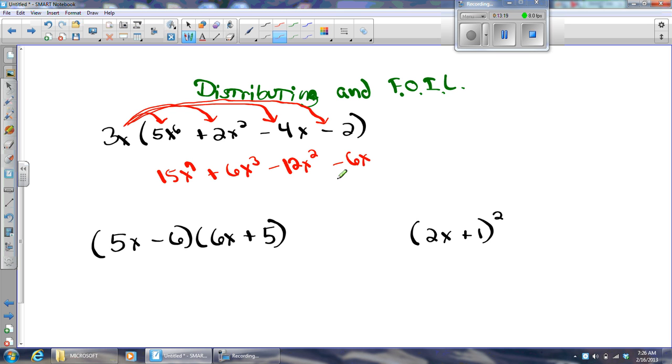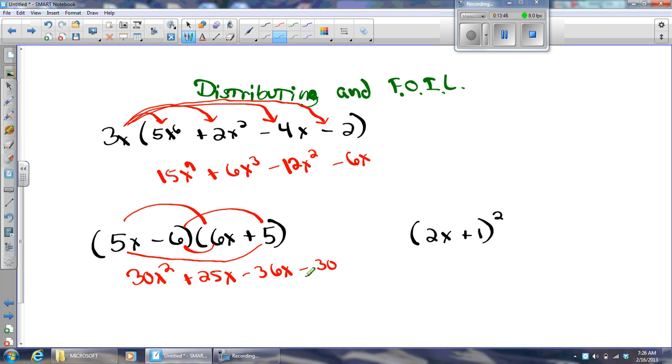Okay, a FOIL problem. Remember, first, outer, inner, last. To do my firsts, I'm going to get 30x squared. To do my outers, I'm going to get a 25x. To do my inners, I'm going to get a -36x. And then my lasts gets me a -30. And then I'm going to combine like terms. I've got 30x squared minus 11x minus 30, and I'm done. And by the way, my answer is a quadratic trinomial, right?